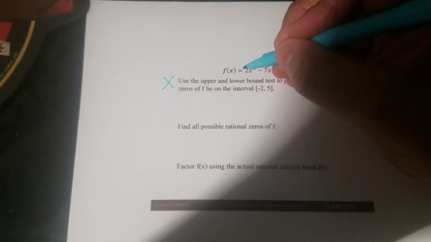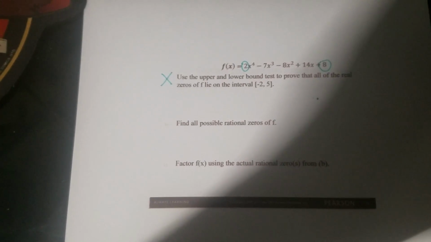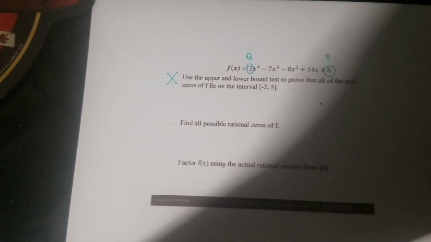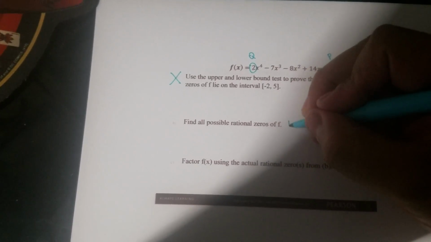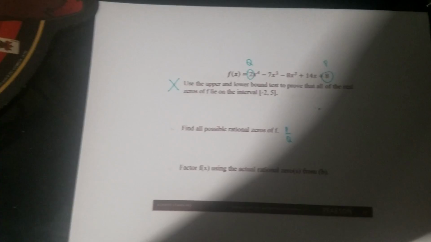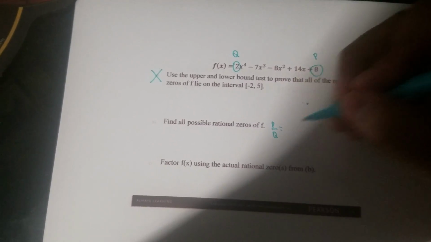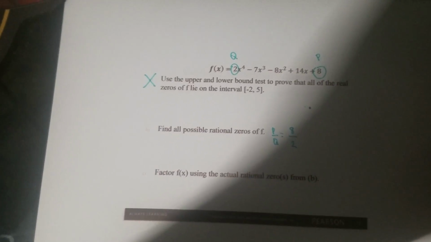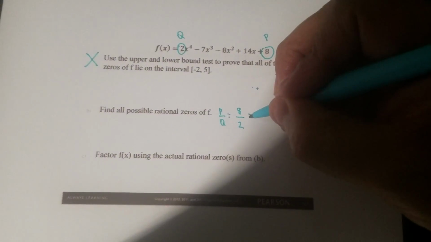I'm going to look at the first number and the last number. I should say the last and the first. This is P, and this is Q. And to find my list, I'm going to divide P and Q, the multiples of them. So if my multiple is 8 up here and 2 down here, what I want to know is what are their multiples.